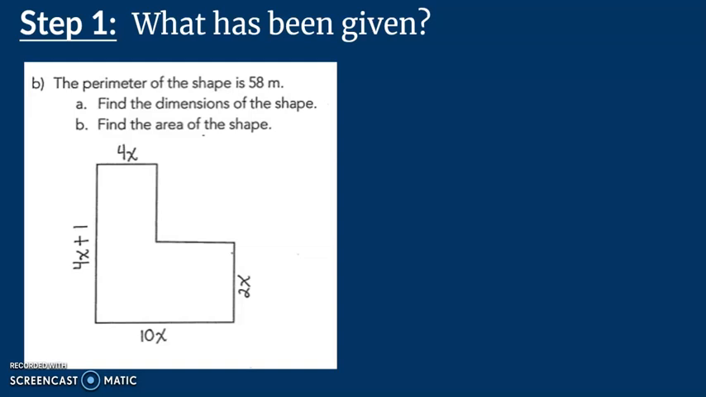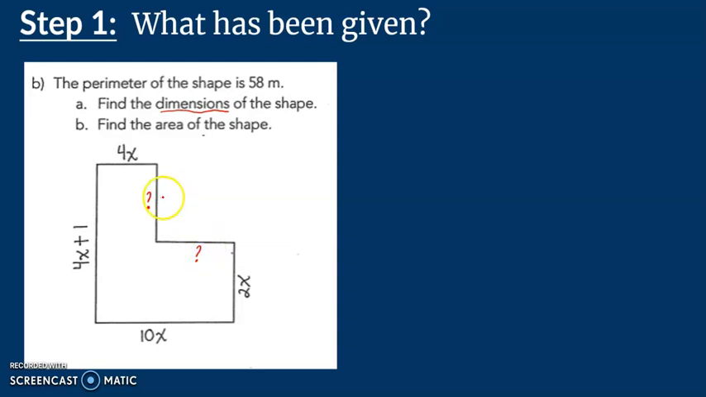Moving on to this question, and let's see where this is in the handout. This is on page 3 at the bottom. It says the perimeter of this shape is 58, and we're going to find the dimensions of the shape. So kind of what I mentioned at the very beginning, if I want to find the dimensions of the shape and the perimeter of this shape, I've got to know what these missing portions of my figure are equal to.